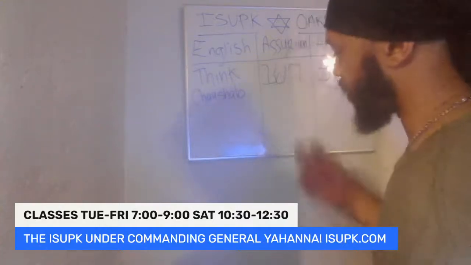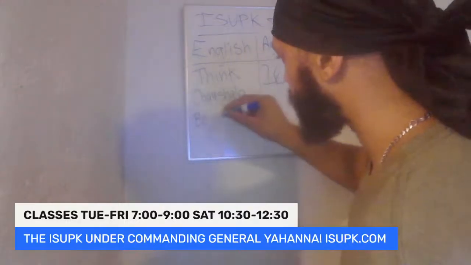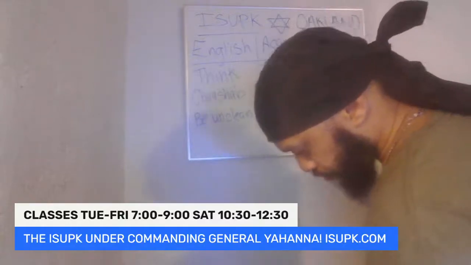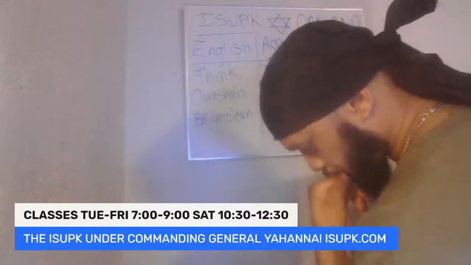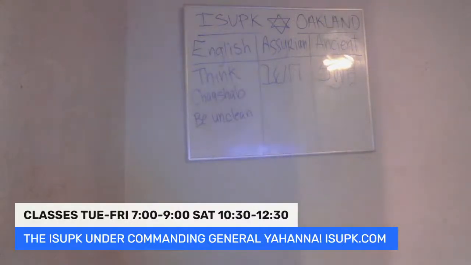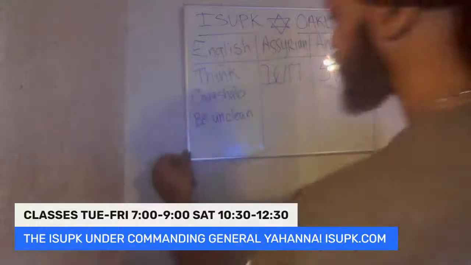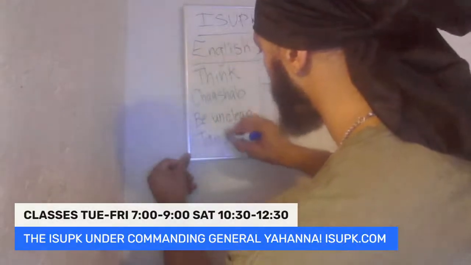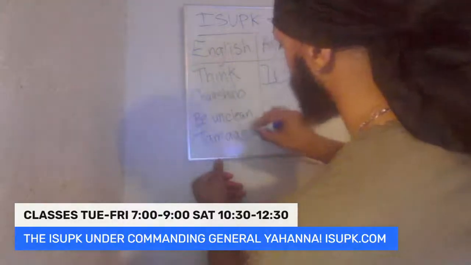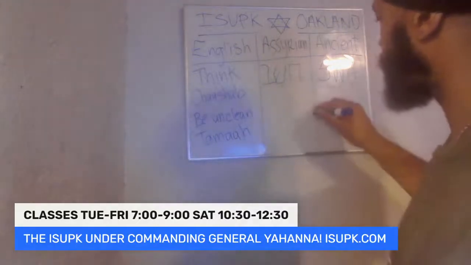The next word is be unclean. And that's tama or tama'a. One moment. Let's go with tama'a. All right, be unclean. So that's in Assyrian.